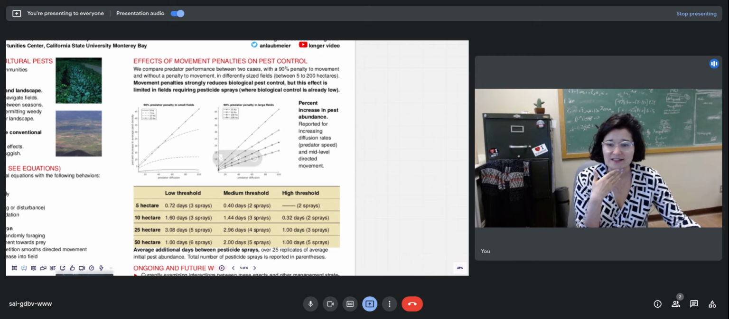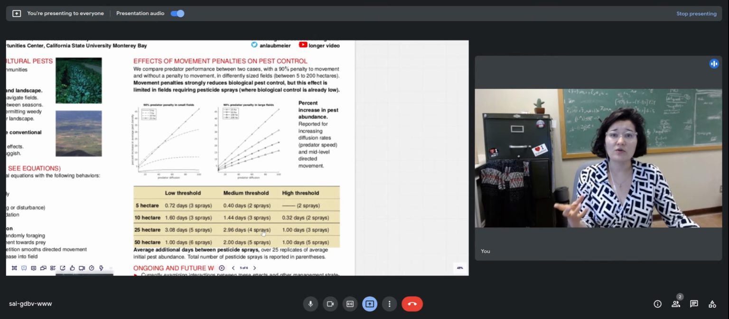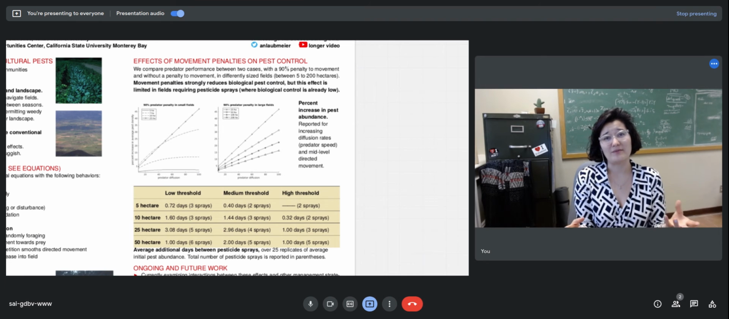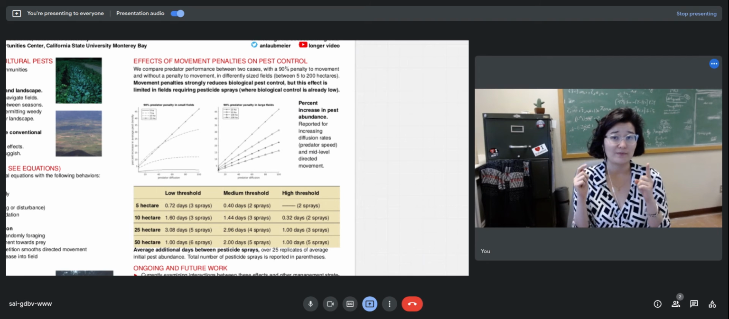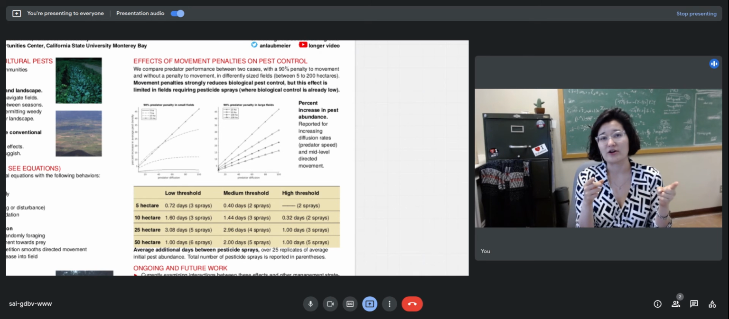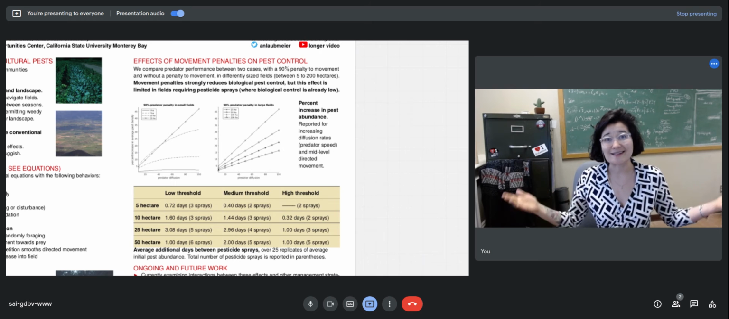And so for different sized fields, the effect is different. But we see that the most difference is a few days. Compared to when there is no penalty to predator movement, a 90% penalty to predator movement just means that you have to spray your field 3 days earlier, because there's 3 days of predator control you're missing out on, which isn't a whole lot on the scale of the season, which is like 60 to 90 days.